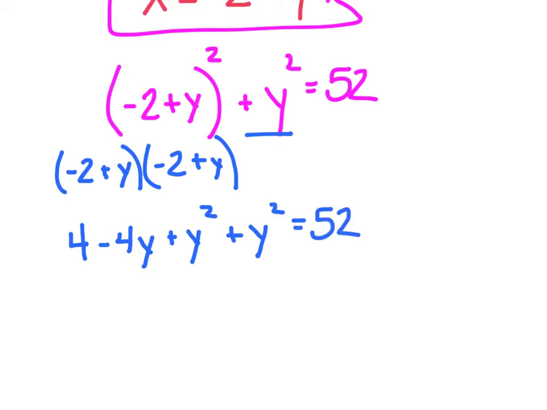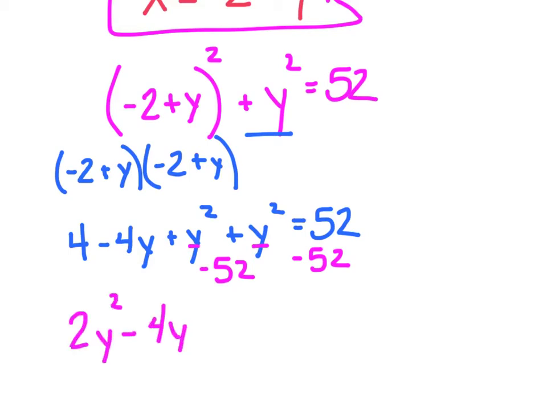All right, so remember I want to set it equal to 0 and combine any like terms I have. So I'm going to subtract my 52 over. This y squared and y squared gets me a 2y squared minus 4y. And 4 minus 52 gets me a negative 48 equals 0.